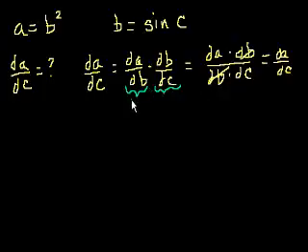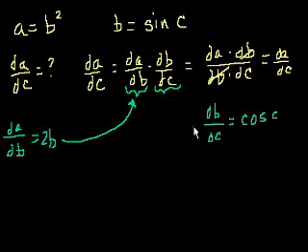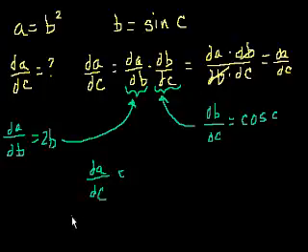What is the change of a with respect to b? The derivative of a with respect to b? Well, that's pretty straightforward, right? The derivative of a with respect to b is equal to 2b. And what's the derivative of b with respect to c? Well, that's equal to cosine of c. And so we're done. The derivative of a with respect to c is equal to 2b, the derivative of a with respect to b, times the derivative of b with respect to c, so times cosine of c.